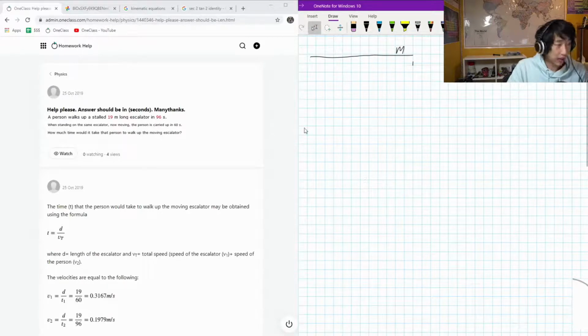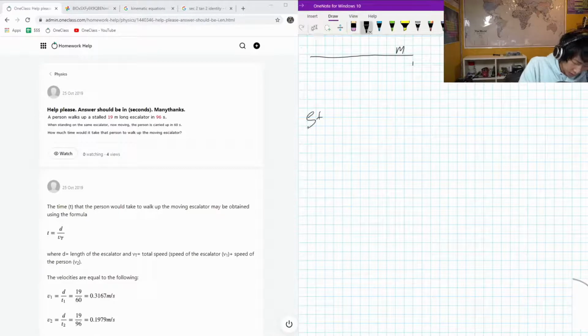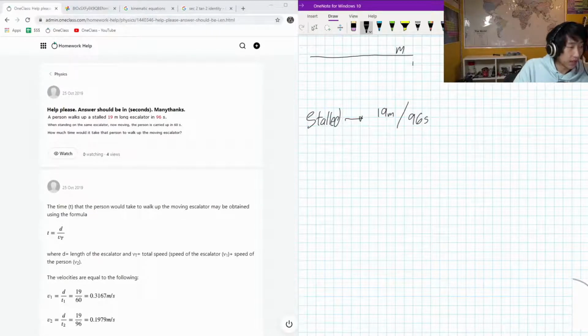Okay, so here we have the next question on the menu today. It is presenting a situation where the person walks up a stalled 19-meter long escalator in 96 seconds. Okay, so a stalled escalator, that just means stairs. It's not moving. We have 19 meters in 96 seconds. Okay, cool.